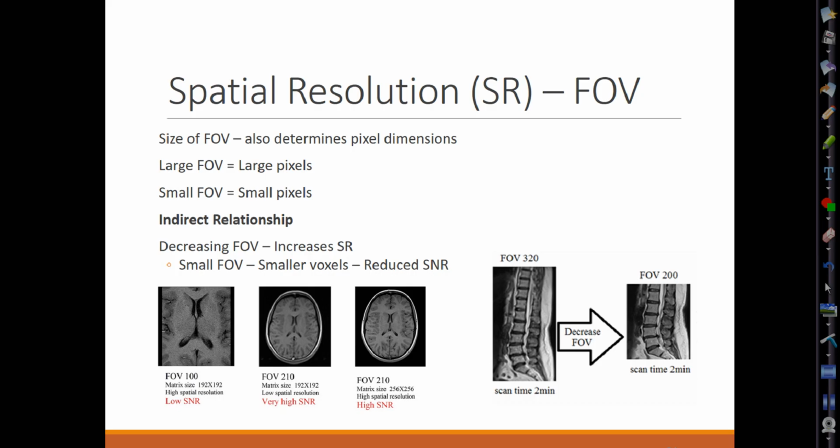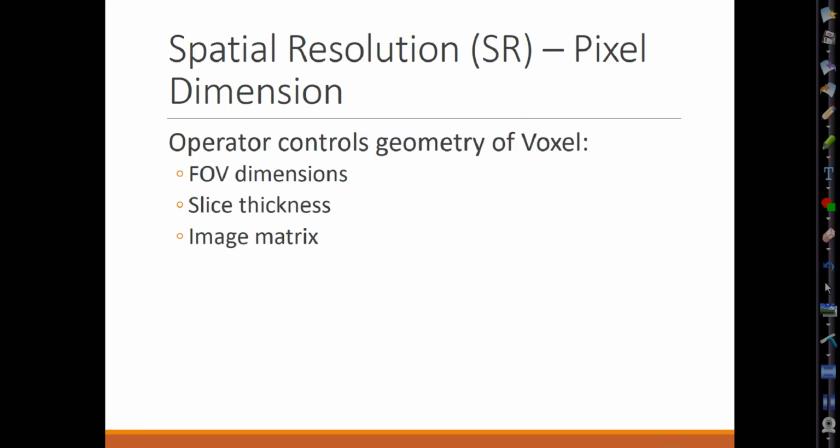So if you increase your field of view but your matrix stays the same, we're going to get larger pixels. Okay? And just the opposite. If your field of view shrinks down, but you have the same matrix, you're going to get smaller pixels. So once again, we control the geometry of the voxels. We control field of view, slice thickness, and imaging matrix.